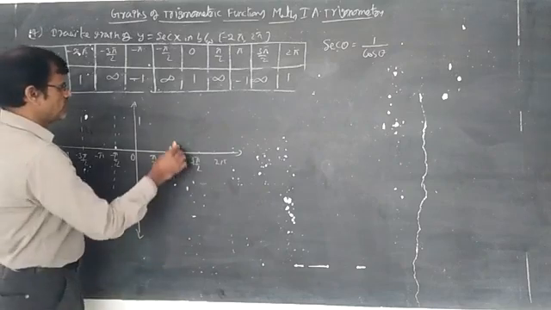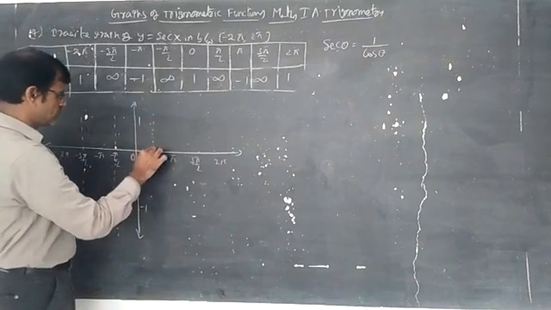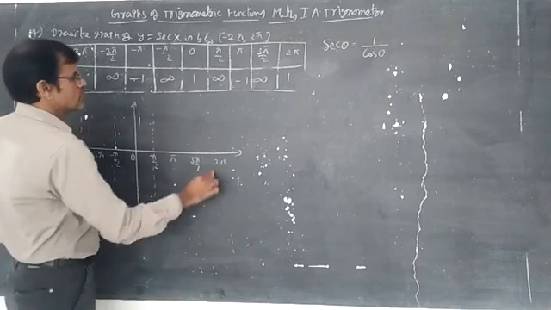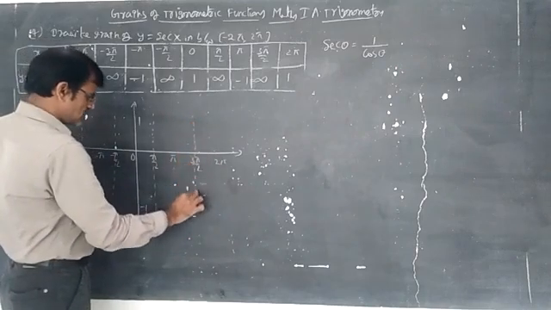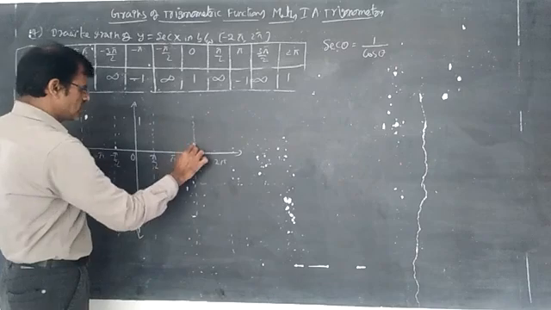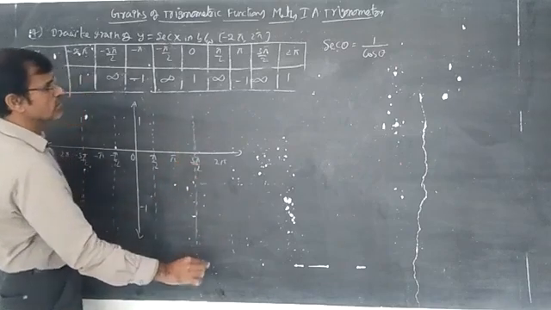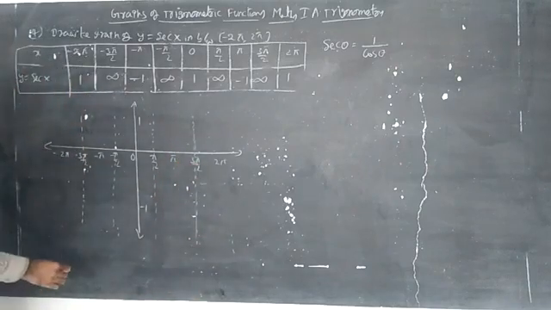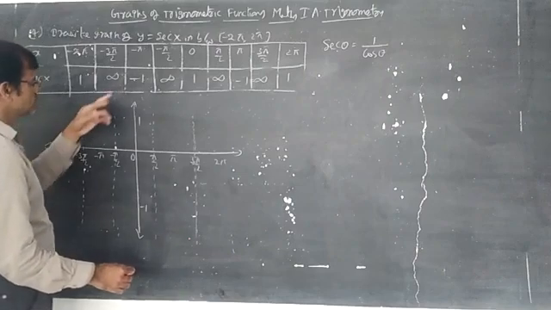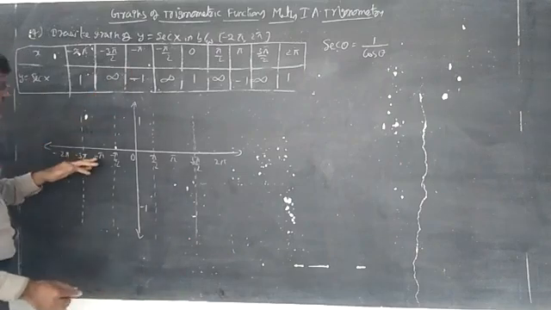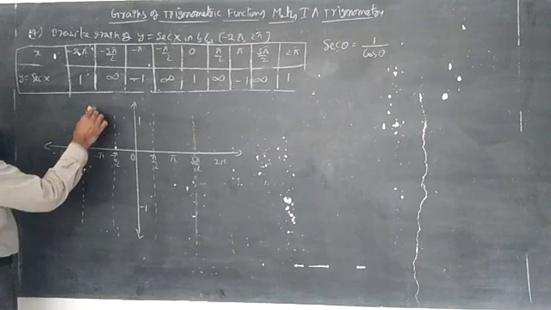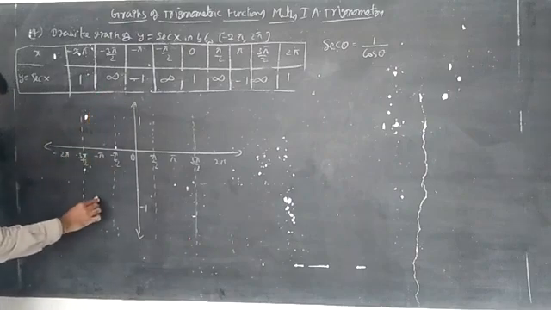It indicates not defined. Pi by 2 is also not defined. 3 pi by 2 is also not defined. Simply draw the lines, meaning no value, not defined. Now put here the value for minus pi. Secant of minus pi we got as minus 1. Put here.